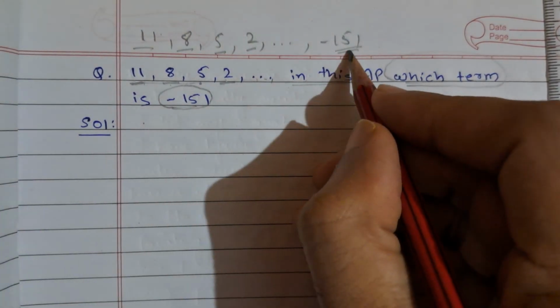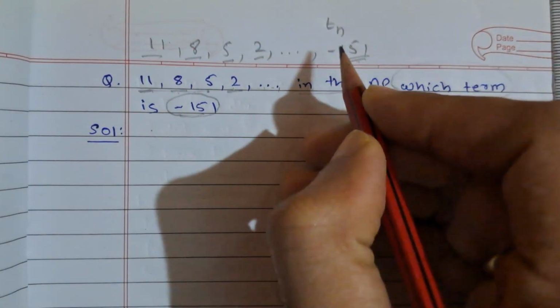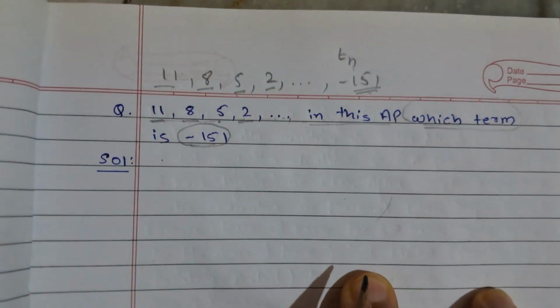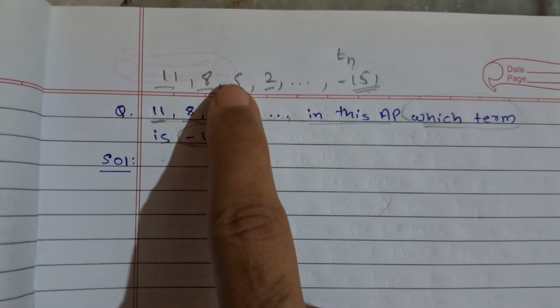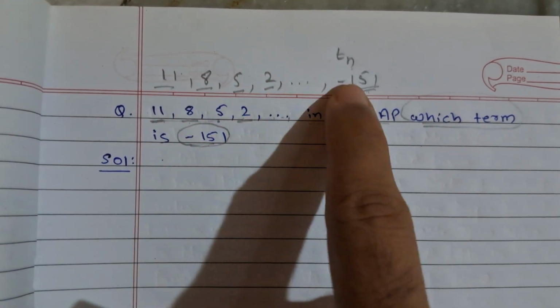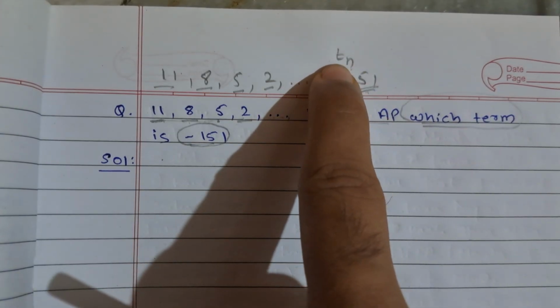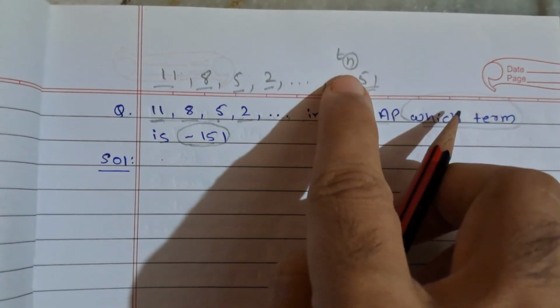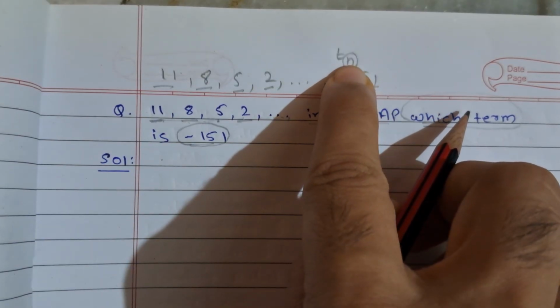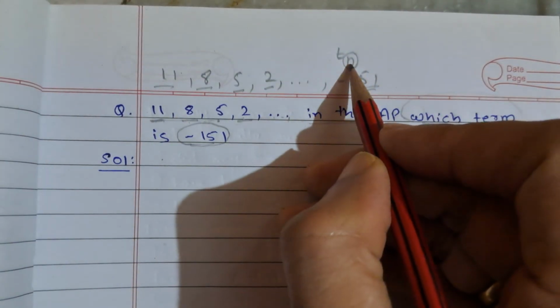So whatever the term which I don't know, usually we term it as Tn. I don't know what this n is now. Same like the previous sum, right? Or else we can take it the other way around. This is the first one, this is the second one, this is the third one, this is the fourth one, this is the last one which I don't know. So the last term we normally term it as Tn. So here this n is the unknown which I need to find. If I find the value of n, that indirectly means this minus 151 is that term.